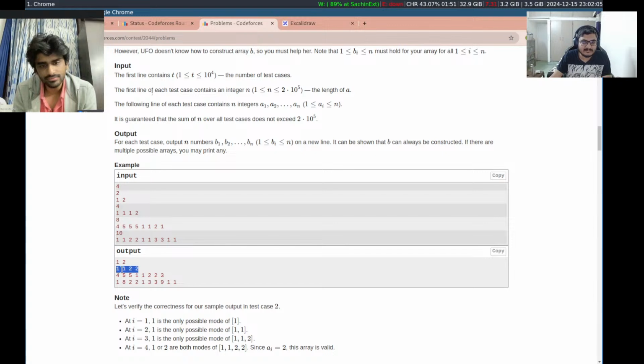And if you look at all the four elements, 2 appears 2 times, 1 appears 1 time. So 1 and 2, both of them can be mod here. So 2 is acceptable here.